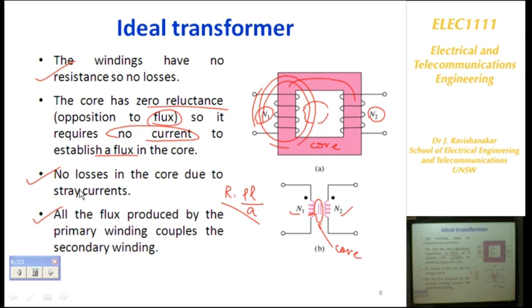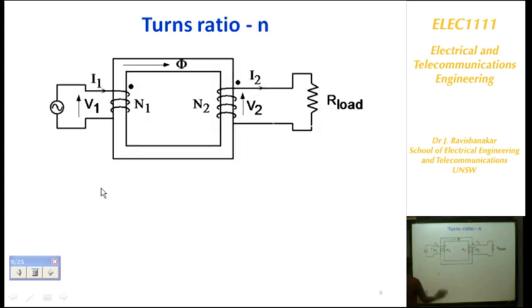So therefore, when you say that all the flux in the primary links with the secondary, we assume that there is no flux which is leaking out in the air around the conductor. So therefore, there is no flux leakage here. Basically, no flux leakage. This is called flux leakage, and we assume under ideal conditions there is no flux leakage in the transformer.